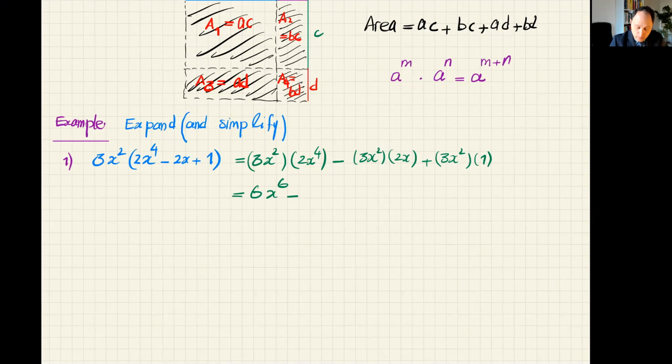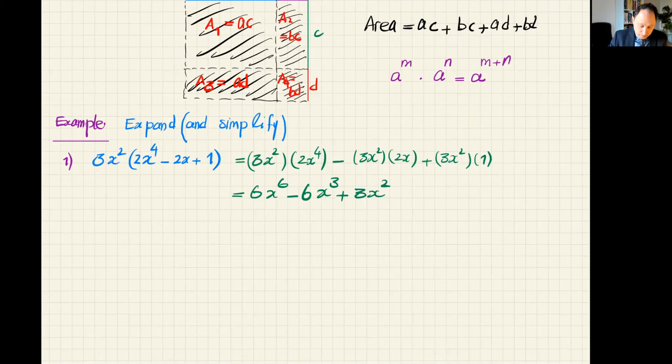And the next one is negative. The same story here: 3 times 2 is 6. But then x to the 2 multiplied by x. Another name for x is x to the 1, so it becomes x to the power of 2 plus 1, which is x to the 3. And then finally, I have 3x squared times 1, which is nothing except that one. I know that all of you can do that. You should be able to do this quickly, and I don't want you to write this at all. Is that clear? Just give me 1 minute.